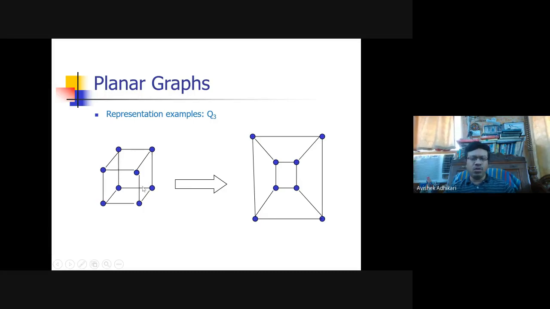Though it looks like they have some crossing overlapping here, you can draw in such a way that there cannot be any such overlapping. Now the question is, can every graph be drawn in that way? So that's the basic idea of planar graphs. What could be the condition to check whether a graph is planar or not, or is there any easy method to do so?